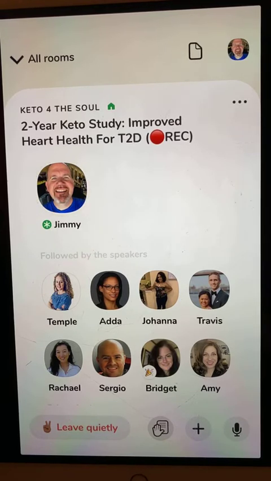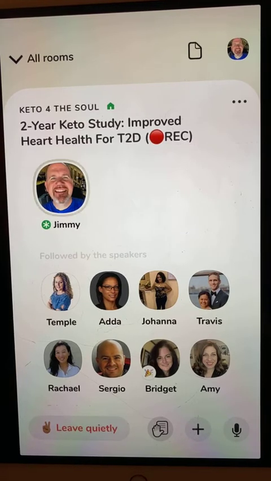Materials and methods is what's next. We're going to look at the study design and what the intervention is.